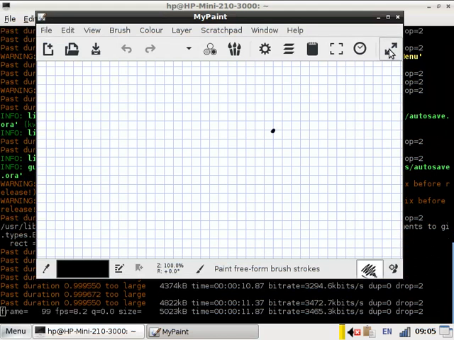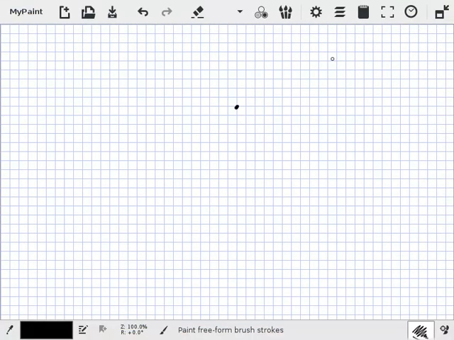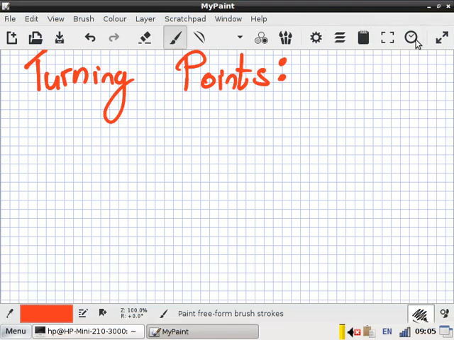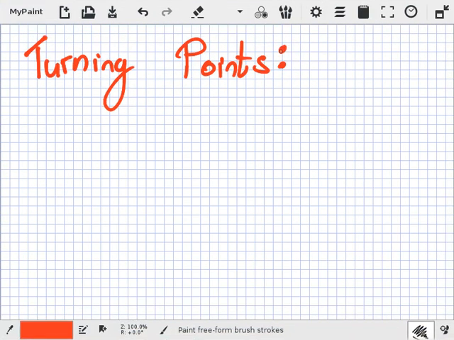So last time, if you remember, we were looking at first derivatives. What we're going to have a look at today is using first derivatives to help us find something called turning points. Okay, so we should start off by saying exactly what a turning point is.